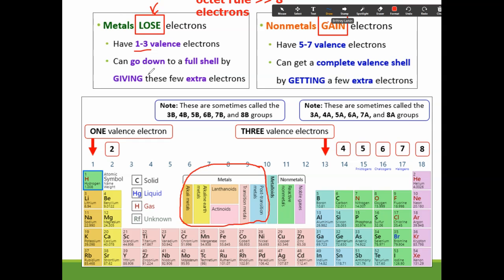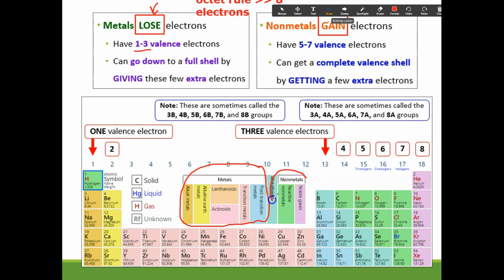So when metals bond, they give away, they lose their electrons, they send them off to somebody else, and that way they can drop down to a shell that's already full, and now they're happy. Okay, now nonmetals on the other hand are on the right hand side.